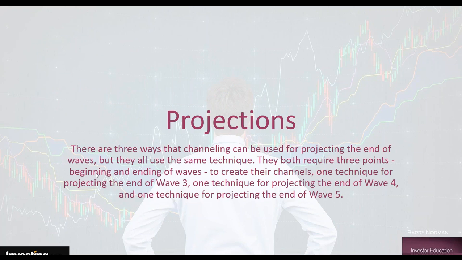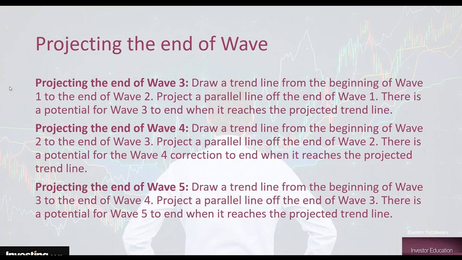Now, there are 3 ways that channeling can be used for projecting the end of waves, but they all use the same technique. They require 3-point beginnings and endings of waves to create their channel. One technique is for projecting the end of wave 3, one for projecting the end of wave 4, and one for projecting the end of wave 5, because finding out where they should end is very important. Projecting the end of wave 3.